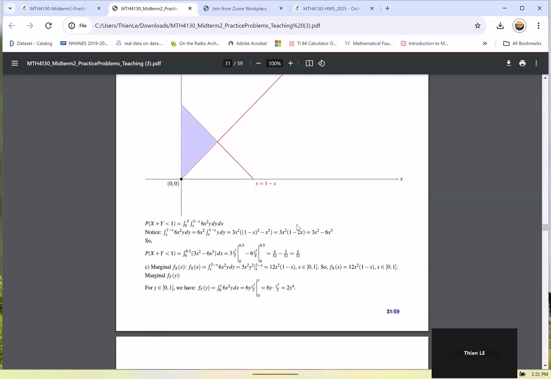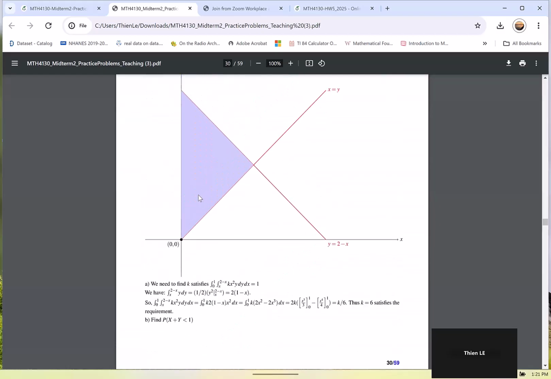For the marginal, when you look at the marginal of x, you just integrate over y, but again you need to pay attention to where y is restricted to. So bringing this back to the original problem, for the marginal of x, your y will be this.